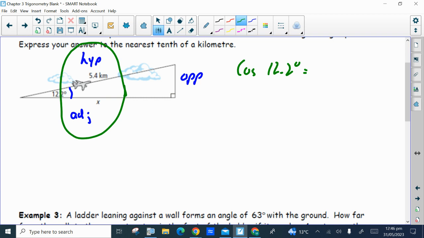We have to use cosine ratio. The cosine of the angle, which is 12.2 degrees, equals. Yeah. Okay, so order matters. It tells us that it's adjacent on top, hypotenuse on the bottom. So x on top over hypotenuse, which is 5.4 on the bottom.